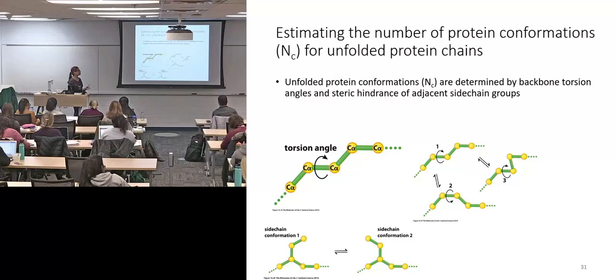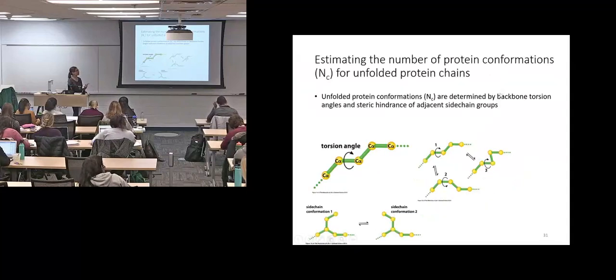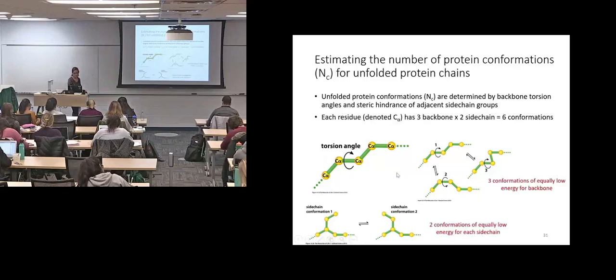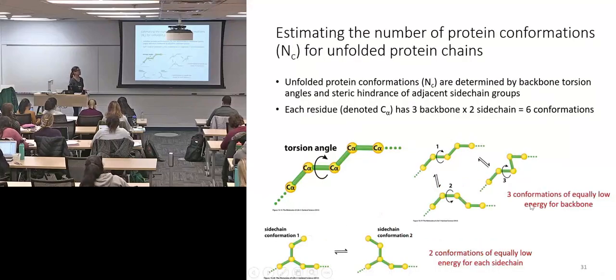In this case, the same thing is true with our backbone torsion angles. There are just some that aren't possible. Even when unfolded, things just aren't going to hang out in that position. So the assumptions we make are that there are basically 3 conformations of equally low energy for the backbone, and 2 conformations of equally low energy for each side chain. So at each residue, denoted by the alpha carbon, you have 3 backbone times 2 side chains, or 6 conformations.